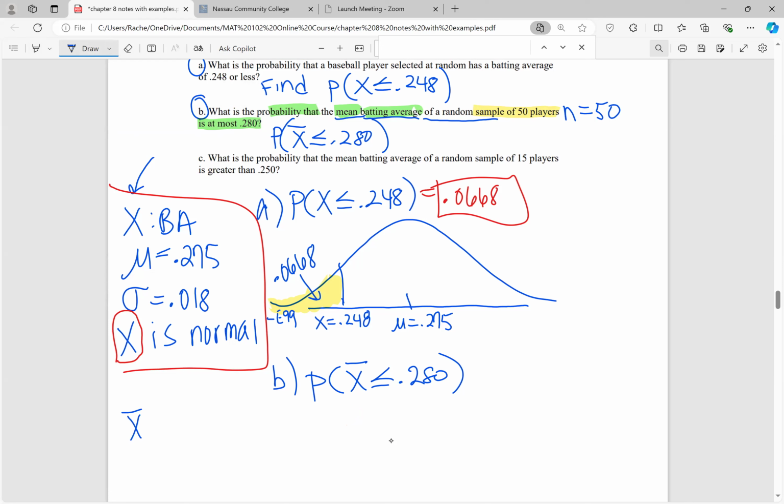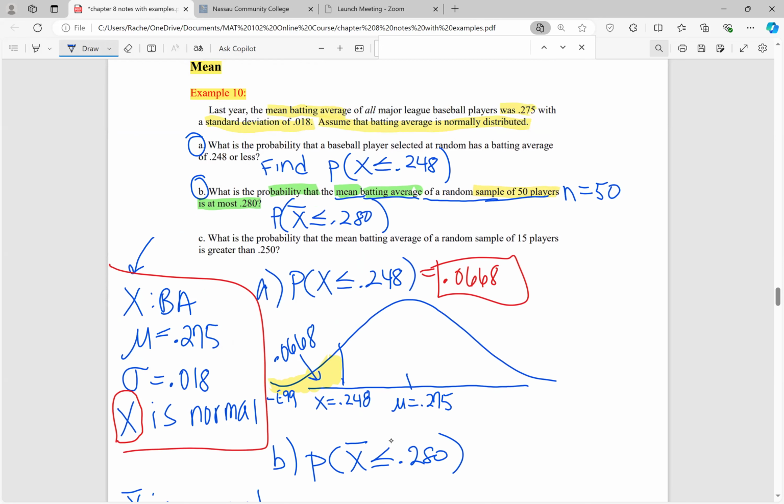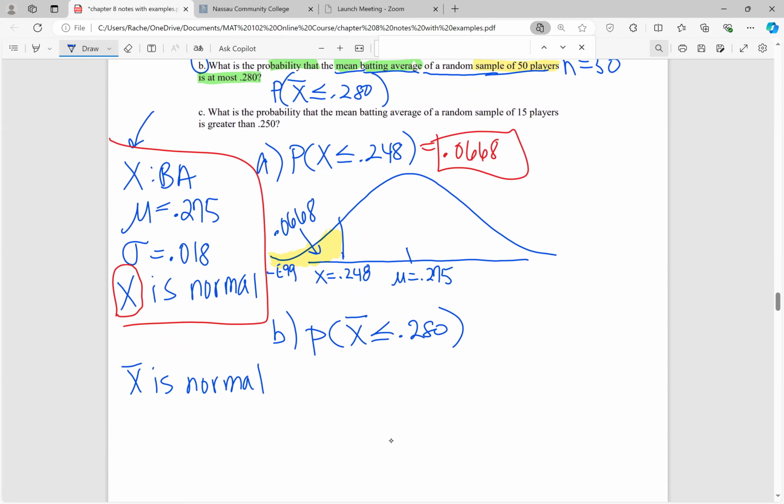X bar is going to be normal because we're sampling, we're taking these 50 players from a normal population, right? Because it says batting average is normally distributed. So we're sampling from a normal population. And now we need to know the mean of all the X bars. What's the mean of this distribution? Well, that's equal to mu, which is 0.275. And what's the standard error, or the standard deviation, of X bar, right? Because we need to describe X bar. What shape does it take? What's the mean of all the X bars? What's the standard deviation? Then I'll be able to answer some probability questions.